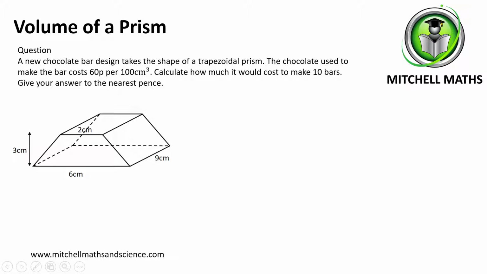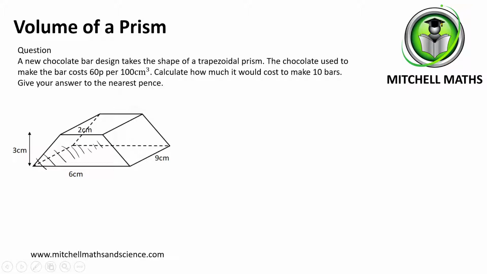Right, a new chocolate bar design takes the shape of a trapezoidal prism. The chocolate used to make the bar costs 60 pence per 100 centimetre cubed. Calculate how much it would cost to make 10 bars. Give your answer to the nearest pence. In this question, we're going to need to know how to work out the area of a trapezium, because first we need to calculate the area of this trapezium on the face of the prism.